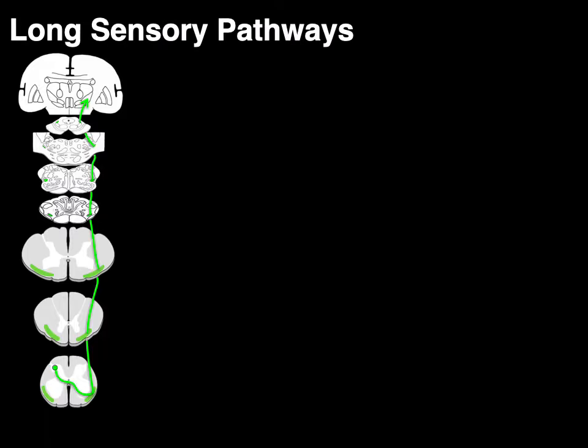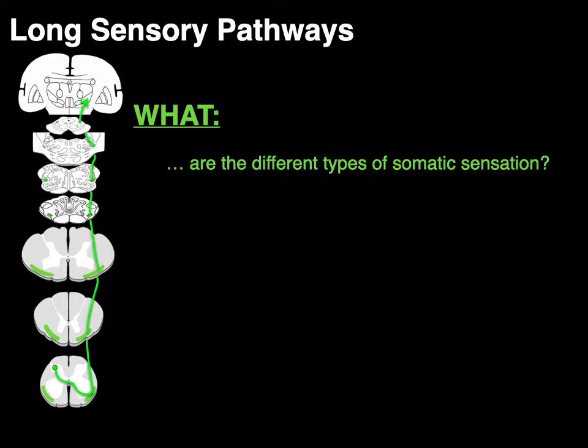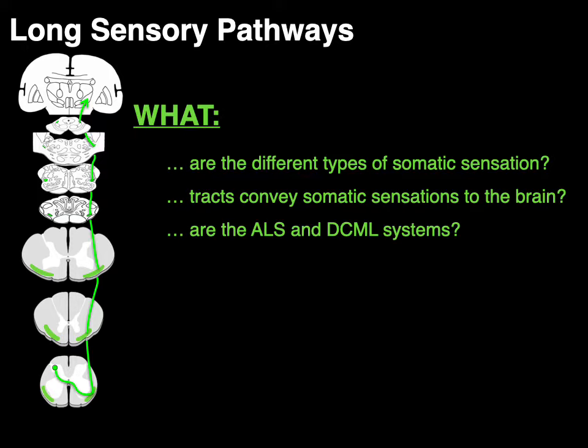Okay, let's talk about long sensory pathways and answer the questions. What are the different types of somatic sensation? What tracts convey somatic sensations to the brain? And what are the ALS and DCML systems?